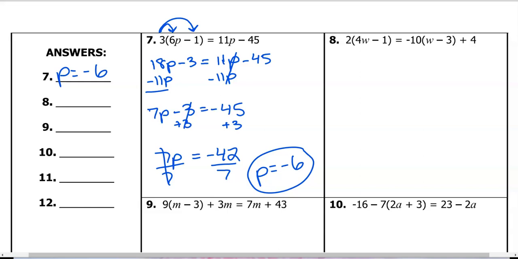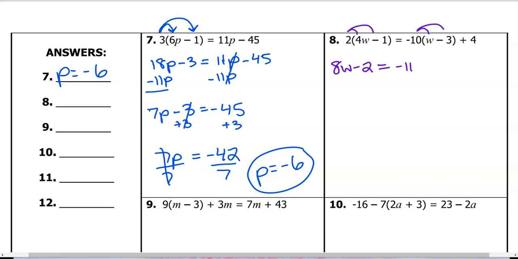Do we have to distribute? Yes, and I see it happening on both sides, right? I got 2 sets of parentheses with the number out front. So when I distribute 2 to 4W minus 1, what do I get out of that? 8W and negative 2. Good. 2 times 4 is 8. 2 times negative 1 is negative 2. We're going to do it again on the other side, right? So I distribute negative 10 to W minus 3. What do we get?